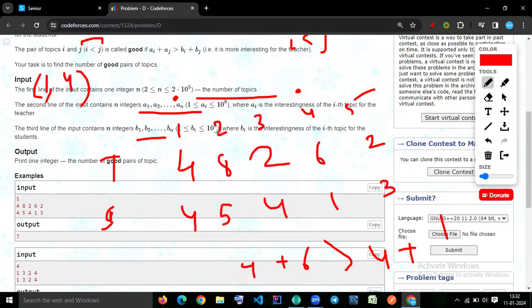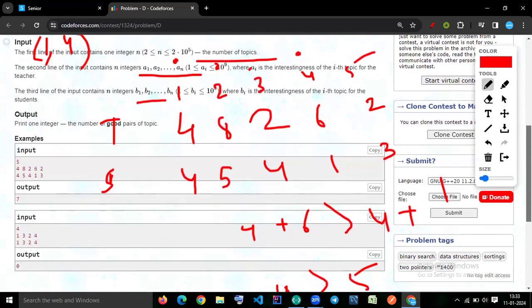Now you understand how to pick. Let's suppose I pick 2 comma 4. So 8 plus 6, 14, is greater than 5 plus 1, 6. 14 is greater than 6, so it works. Same, 6 plus 2, 8 works. 3 comma 5: 2 plus 2, 4 will not work, because the sum of the students' B_i plus B_j is greater than A_i plus A_j. It would not work.